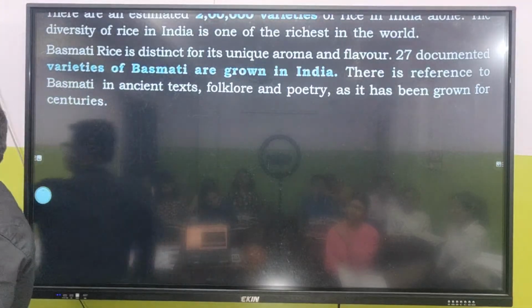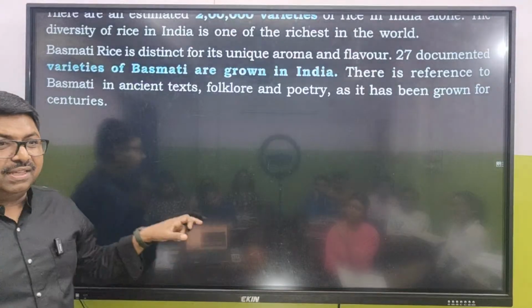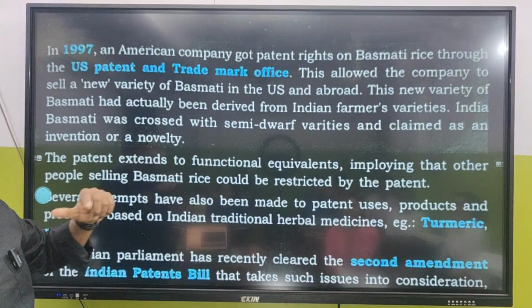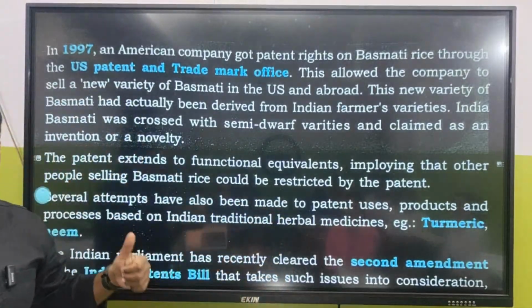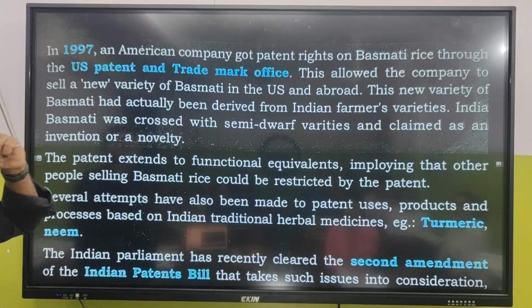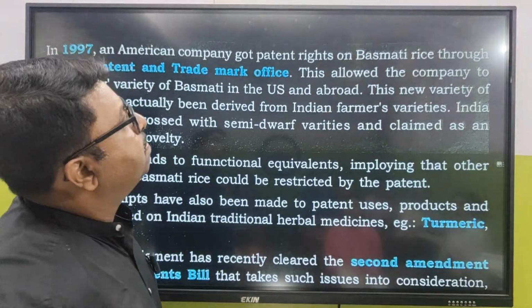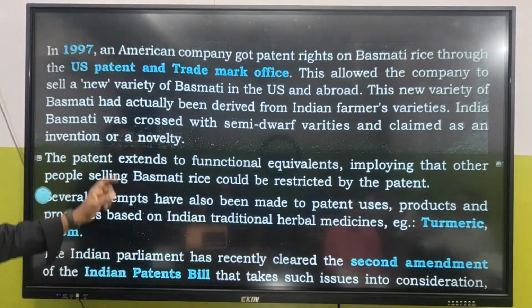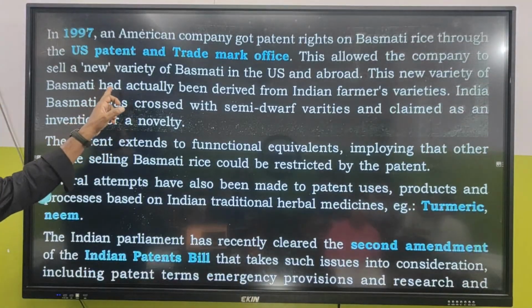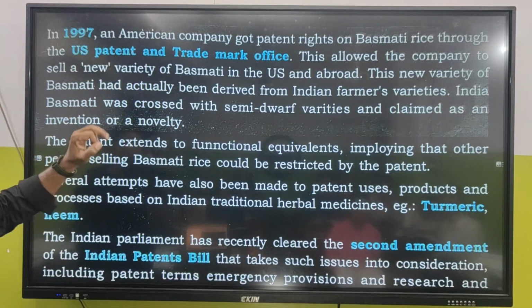Think about it. In 1997, an American company got patent rights on basmati rice through the US Patent and Trademark Office. This allowed the company to sell a new variety of basmati rice in the US and abroad. This new variety, got the point?